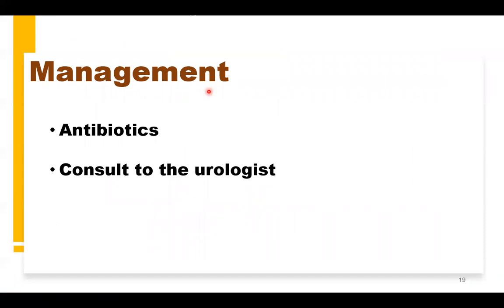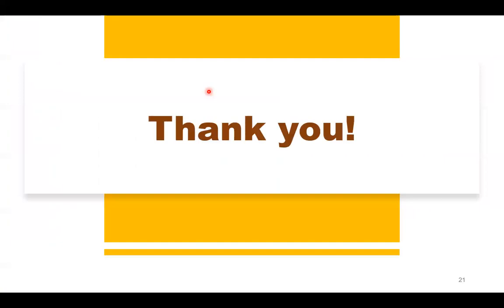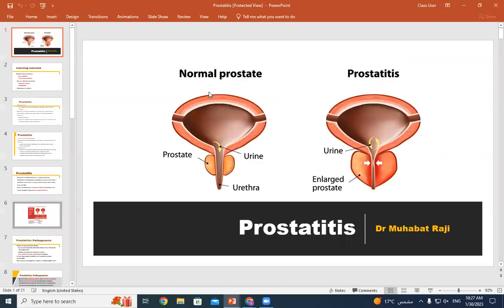In terms of management, you need antibiotics. That's why your culture and susceptibility result is very important, and you should also send a consult to the urologist. Complications that could arise include prostatic abscess or emphysematous prostatic abscess. These are not good conditions, and before you know it, you may have a widespread systemic sepsis on your hands. Any questions? Yes.